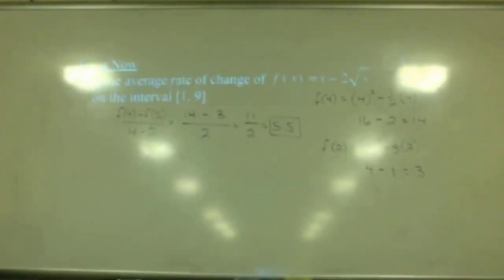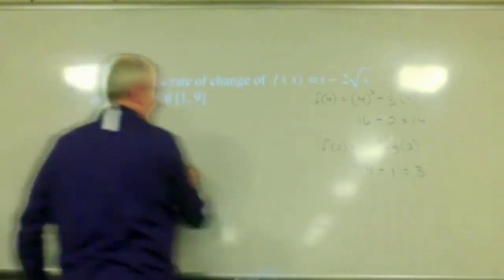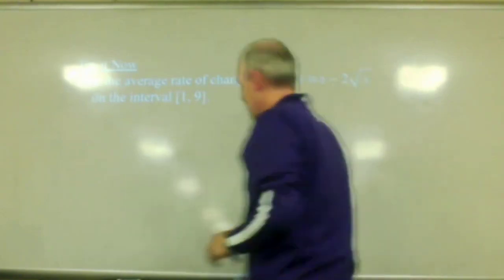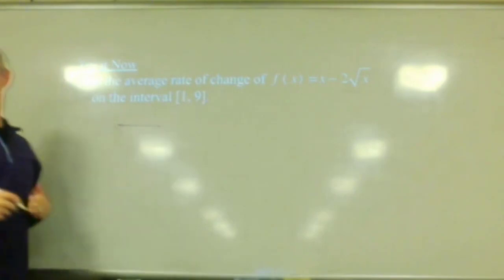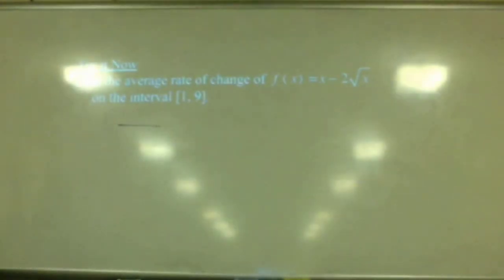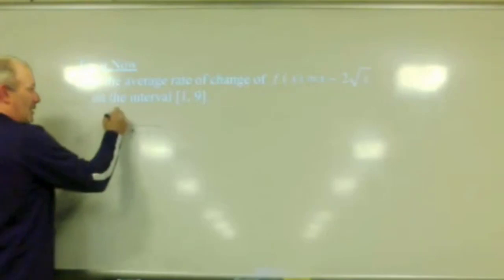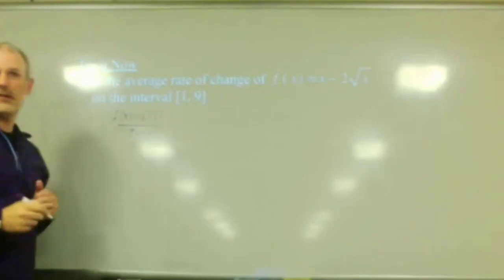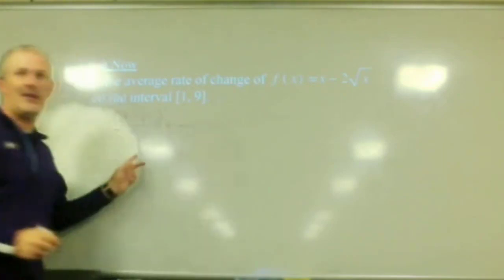All right. How about this one? So in this equation, what's going to go on the bottom this time? 9 minus 1, right? And then on the top, we will have f of 9 minus f of 1, right? And then to figure those out, we know the bottom is going to be what? 8. Yeah, that's the easy one.